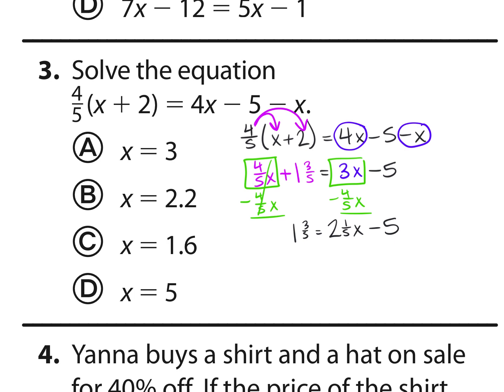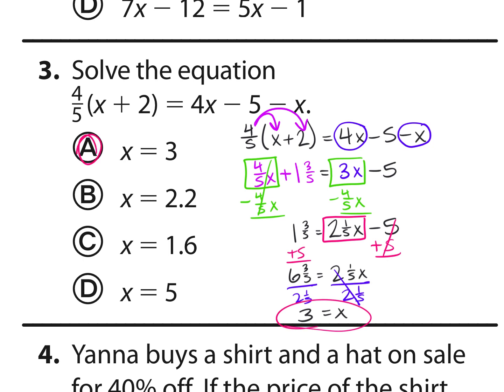Now it's just a two-step equation. I want this term, 2 1/5 x, by itself, so I'm going to add 5 to both sides. The result is 6 3/5 is equal to 2 1/5 x. And all we have to do is divide here. When we divide both sides by 2 1/5, we get that x is 3. Answer choice A.